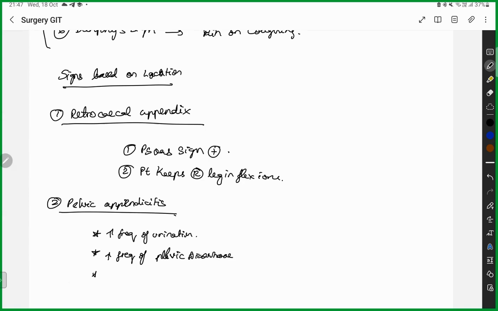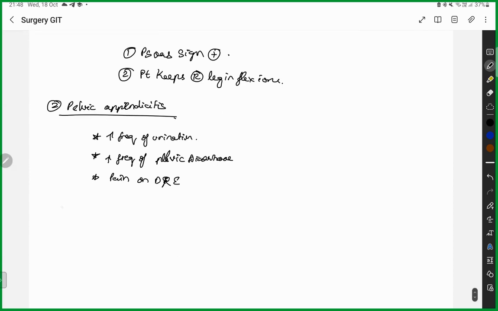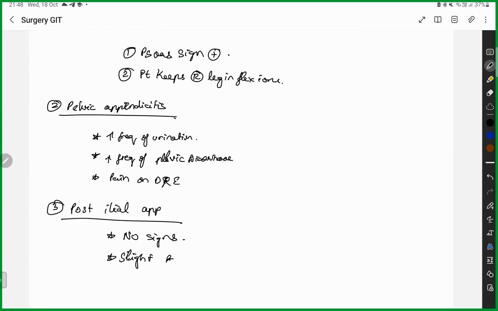And next one is going to be your pain. So that you need to understand. And finally, the third one, if it is going to be a post-ileal appendicitis, what is going to be there? Hardly any signs will be present. There are going to be no signs, and slight pain will be there on deep pressure. Okay, this is a very important point.